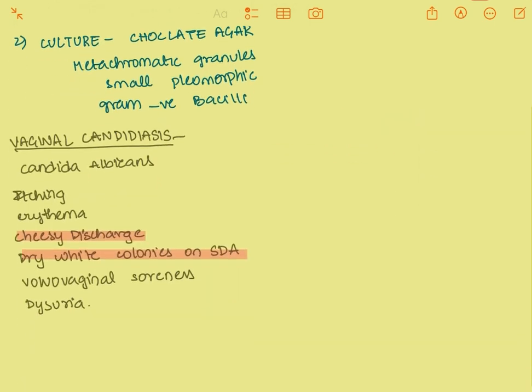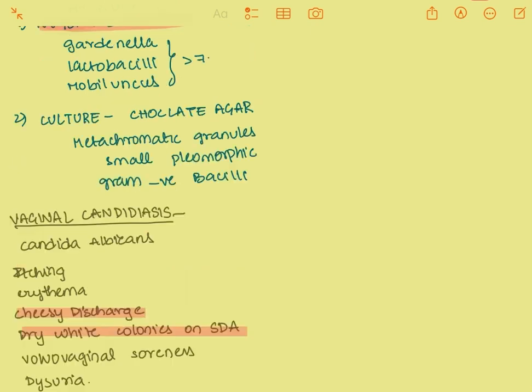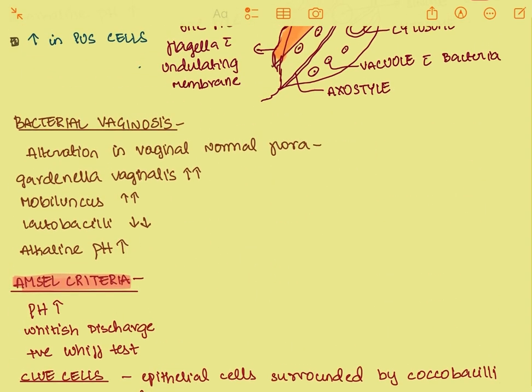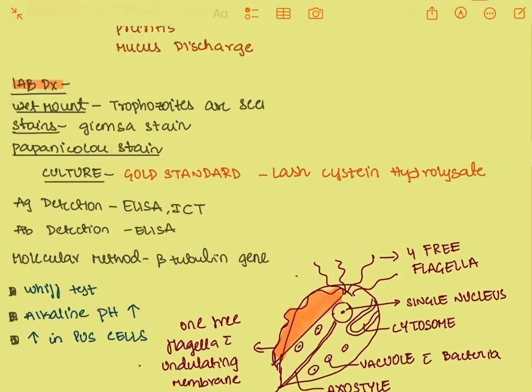Now coming to vaginal candidiasis, it is caused by Candida albicans, which is a fungus. The presentation will be itching, erythema, and cheesy discharge. This is very specific for fungal invasion. Cheesy discharge and dry white colonies are seen on SDA. Vulvovaginal soreness will be seen and also dysuria. The symptoms are somewhat common to everything, but you have to remember the specific cheesy discharge and dry white colonies in the case of fungi. Under bacterial, remember Amsel's criteria, Nugent score, clue cells, and alteration of vaginal flora. So this is about vulvovaginitis.